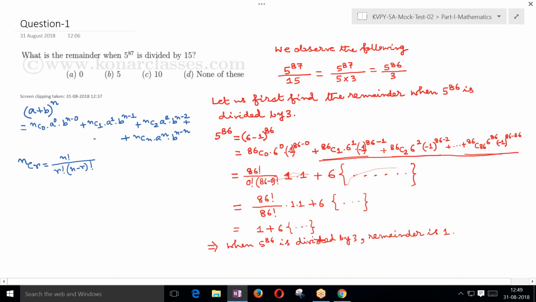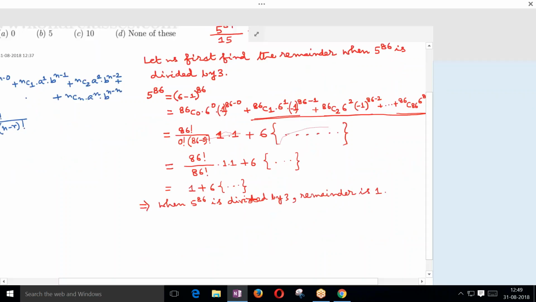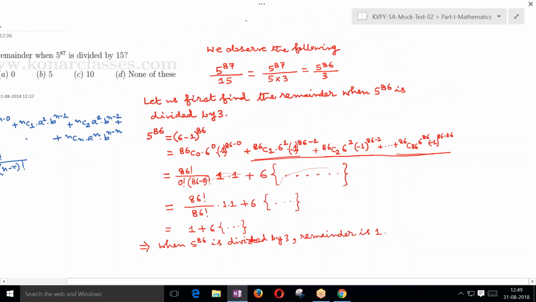If I use a different color, it will be more clear to understand. This 5 and this 5 here get cancelled, that's why you get 5 power 86. So that 5 has to be reverted back when finding the remainder of division of 5 power 87 by 15. So the remainder will be 1 into 5.